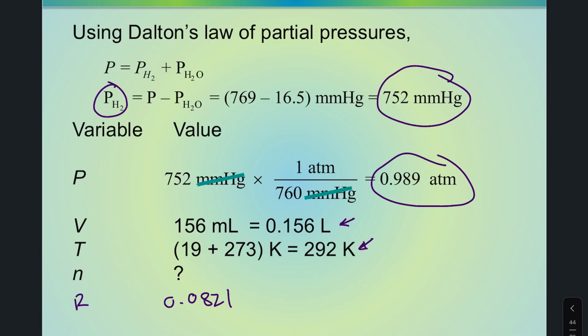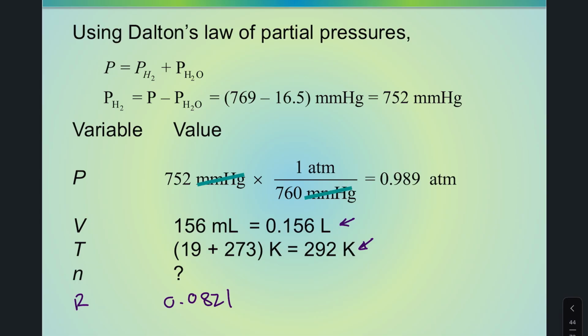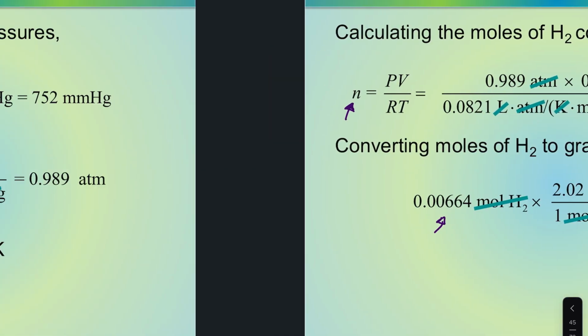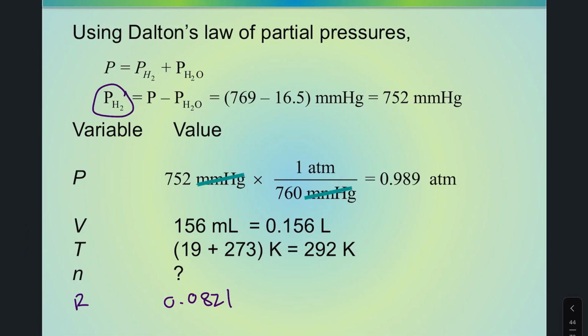And so, if we take a look and see what was done, this is exactly what occurred. We have the total pressure being equal to the partial pressure of H2 and the partial pressure of H2O. In order to get H2 by itself, we will subtract the amount of H2O from the total pressure to give 752 millimeters of mercury.